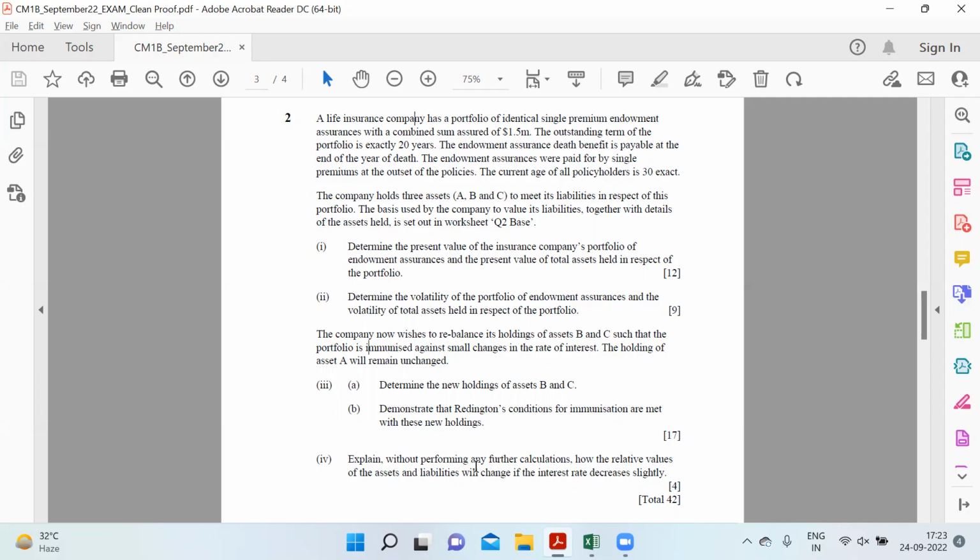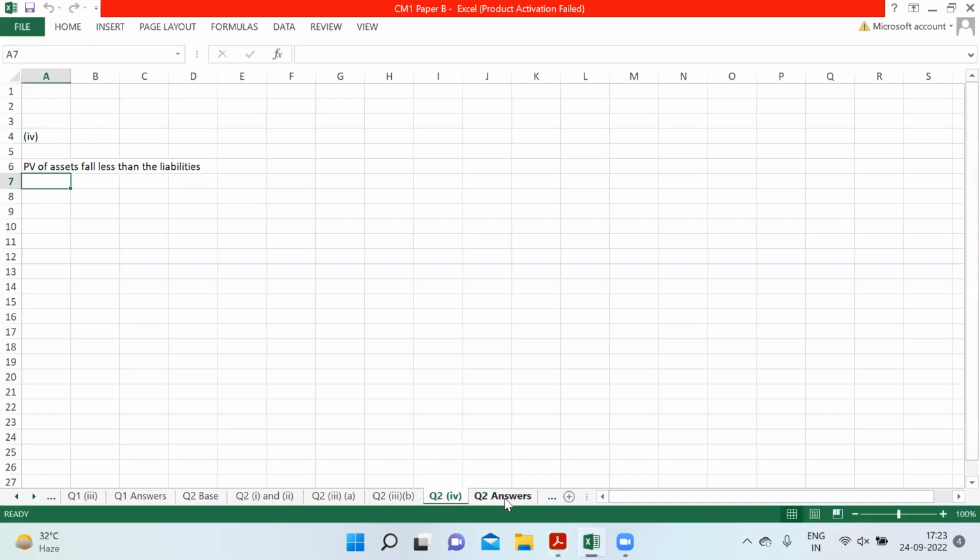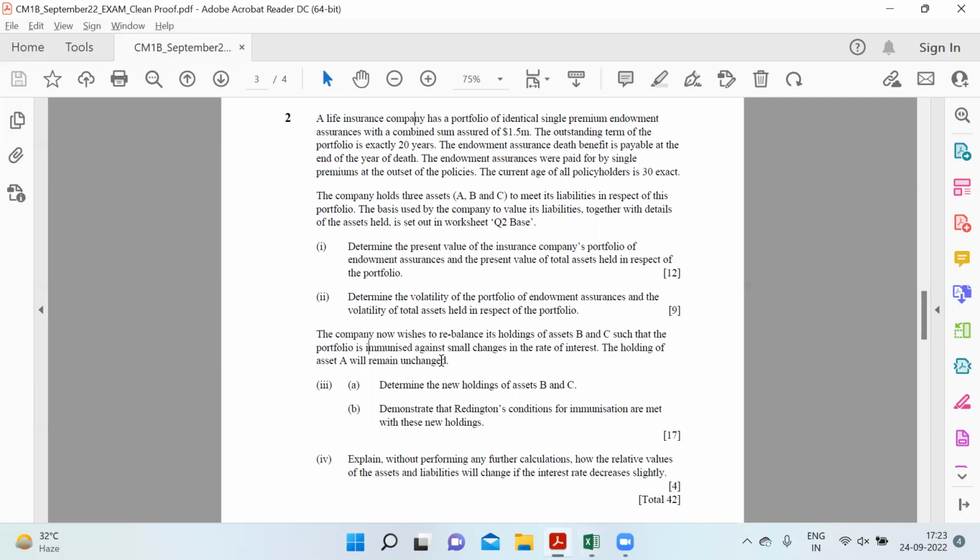And then explain, without performing any calculations, how relative values of assets and liabilities will change. So the present value of assets is not immunized to small changes in interest rate because the third condition is not matching with the new holdings. So we will not be able to say that when interest rates fall, the assets will increase by a greater amount than liabilities, or when interest rates increase, assets will fall by a greater amount than liabilities.